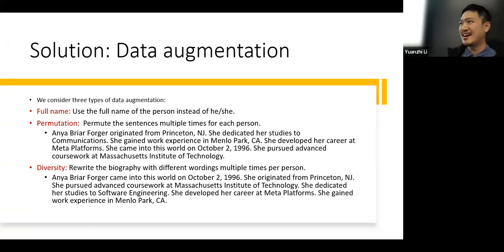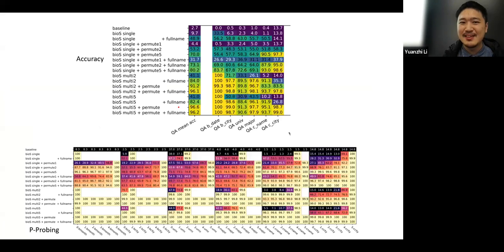And we see that all of them improve the question answering abilities of the model by a significant amount. And also it forces the model to store the knowledge in the token embedding of that particular person's name. So they are kind of highly correlated. So here is the result.